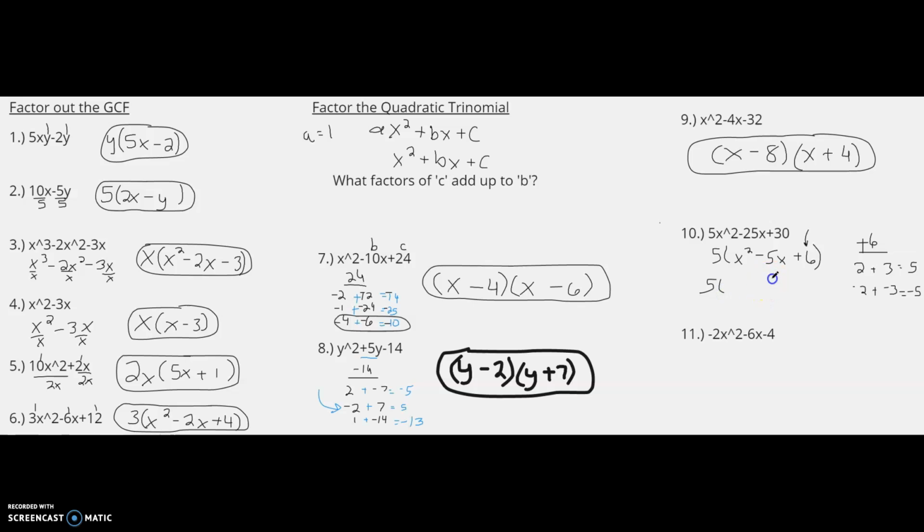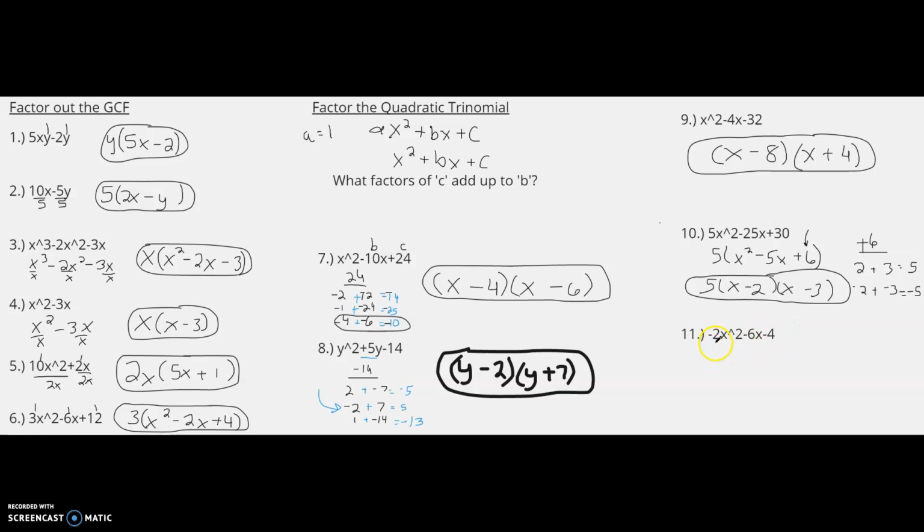Notice how I'm going to write it. 2 binomials after the 5. X goes here, X goes here. Minus 2 and minus 3. There we go. Let's do one more here. Kind of the same type of problem that number 10 is. Number 11, negative 2x squared minus 6x minus 4.